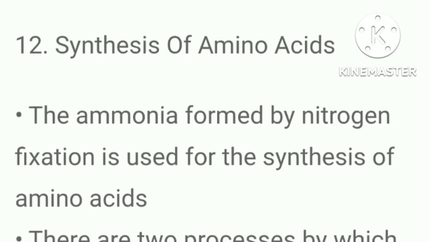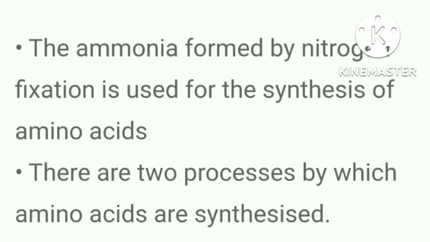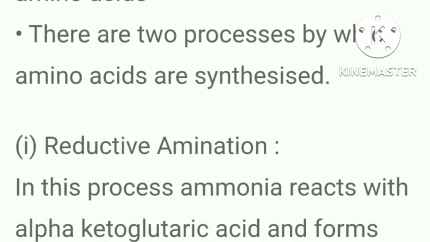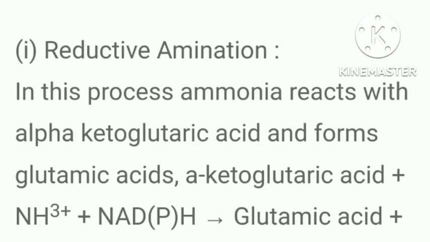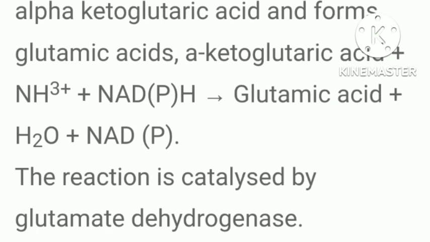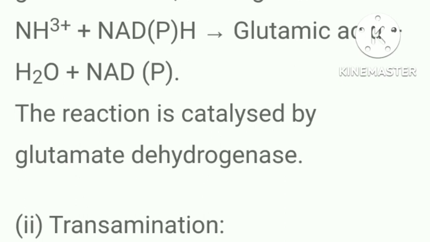Next, synthesis of amino acids. The ammonia formed by nitrogen fixation is used for the synthesis of amino acids. There are two processes by which amino acids are synthesized. One, reductive amination. In this process, ammonia reacts with alpha ketoglutaric acid and forms glutamic acid: alpha ketoglutaric acid + NH3 + NADPH gives glutamic acid + H2O + NADP. The reaction is catalyzed by glutamate dehydrogenase.